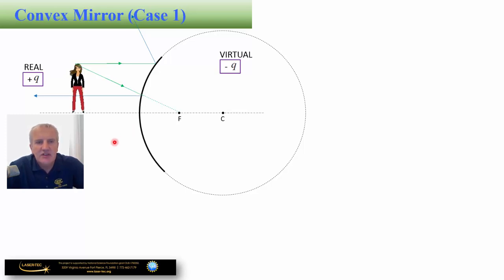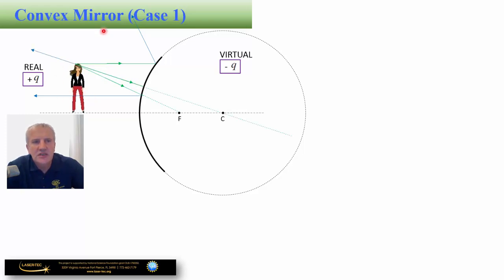And finally, we have the third case of a light ray that would be moving towards the center of the curvature. Obviously, it is not going to reach that center of the curvature because ultimately it's going to hit the mirror. And this light ray that's moving along the line towards the center of the curvature is going to get reflected along the same line. So that's our third rule.